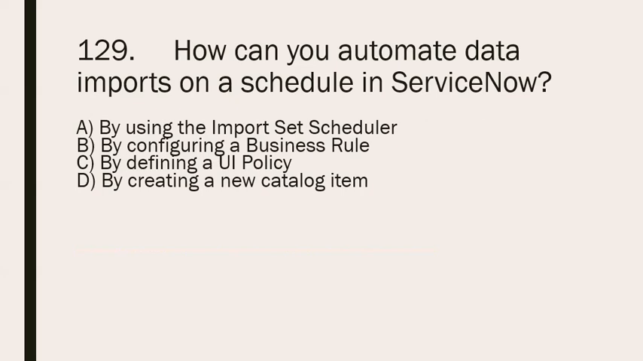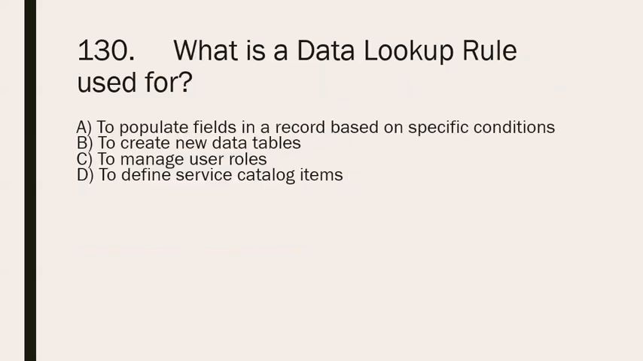129. How can you automate data imports on a schedule in ServiceNow? A. By using the import set scheduler. B. By configuring a business rule. C. By defining a UI policy. D. By creating a new catalog item. Answer. A. By using the import set scheduler.